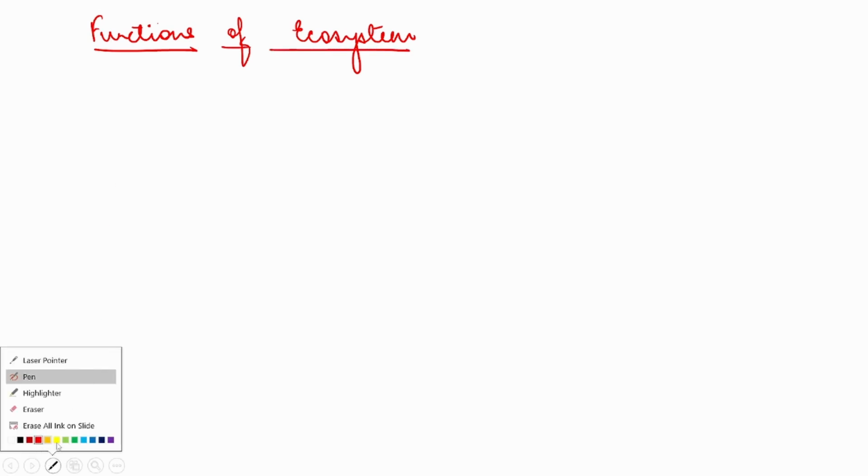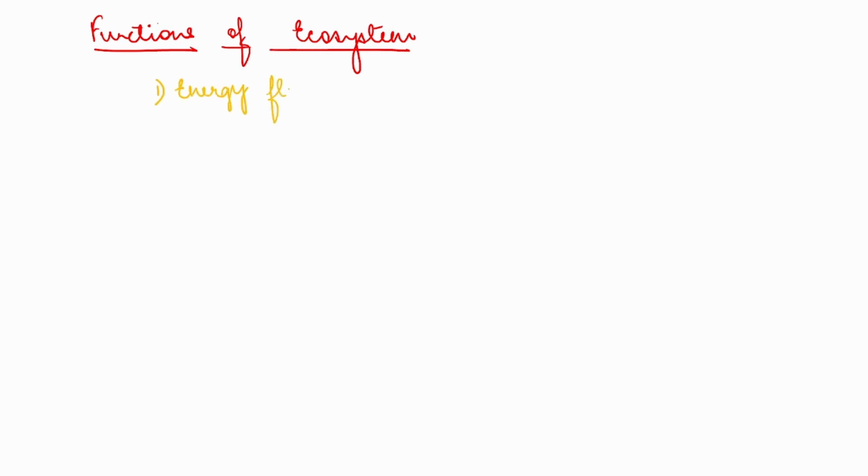Coming to the functions of ecosystem. When we discuss the functions of ecosystem, there are four important functions. First is energy flow. Second is productivity. Third, decomposition. And fourth is nutrient cycling. Now we will see each one of these. So we'll discuss energy flow first.